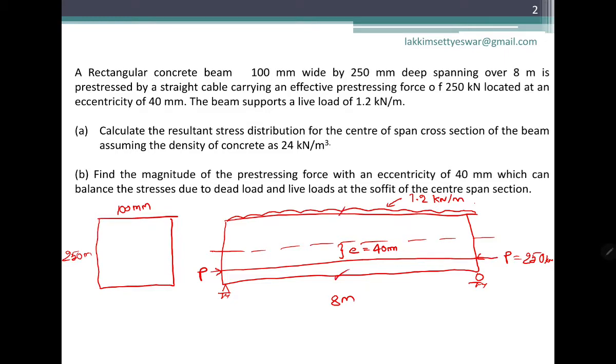And part B is: find the magnitude of the pre-stressing force with an eccentricity of 40 mm, which can balance the stresses due to dead load and live load at the soffit of the center of the section. So we need the magnitude of the pre-stressing force that can balance the live load and dead loads. So let's calculate the section properties first.